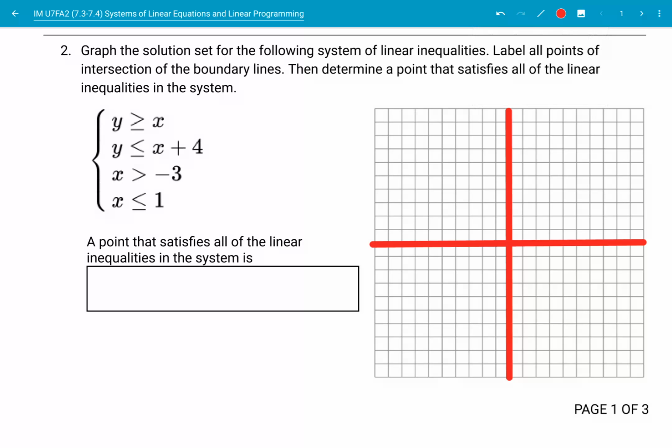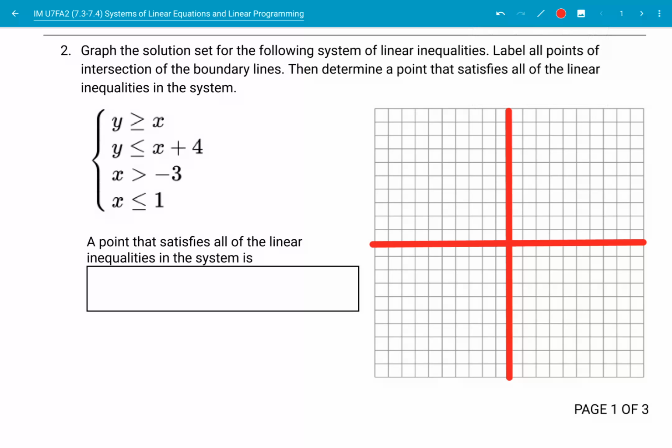For question number 2, we need to graph the solution set for the following system of linear inequalities. We need to label all the points of intersection of the boundary lines and then determine a point that satisfies all of the linear inequalities in the system.